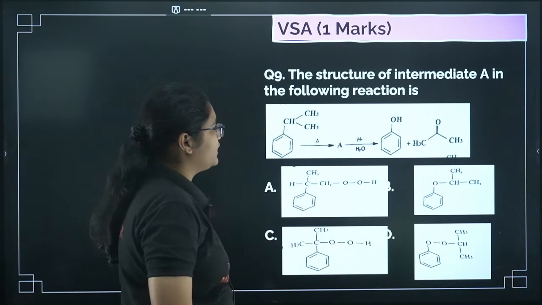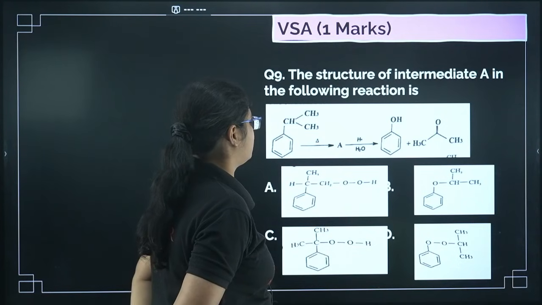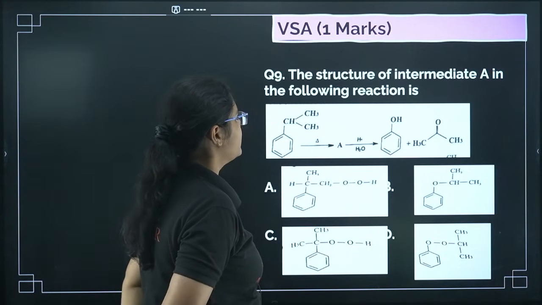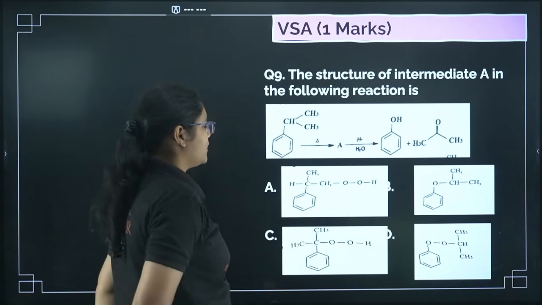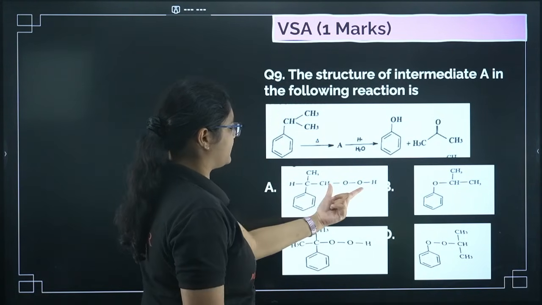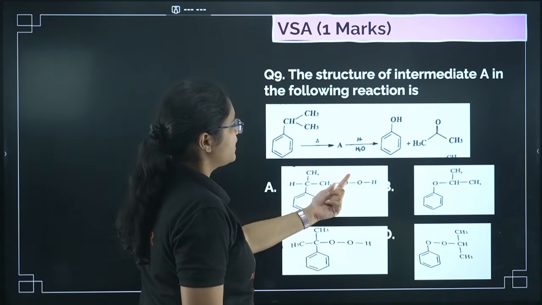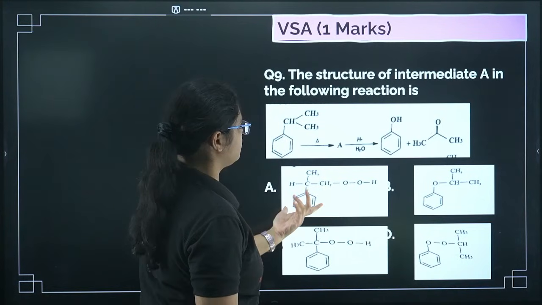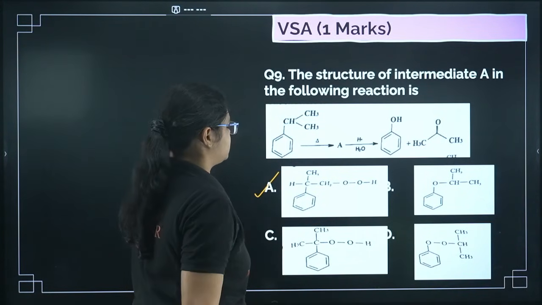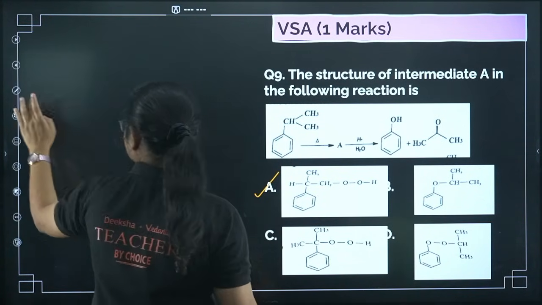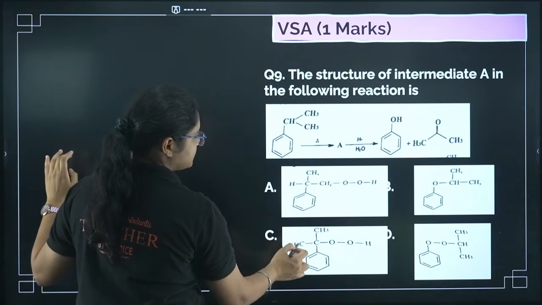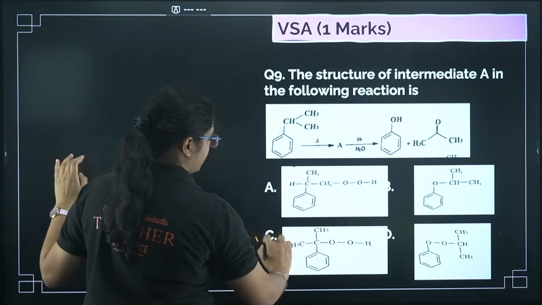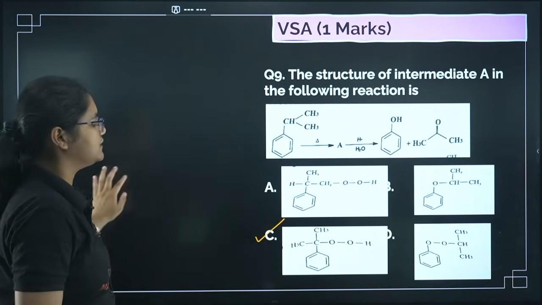Next, the structure of the intermediate A in the following reaction is. Okay, so this is your preparation of phenol by cumene method. Here the first structure we get is this peroxo compound. After that, you just need to find A. Sorry, here there is a small error. You can see that on this side there is not a CH3. This is the group CH3COOH, which is option number C here.